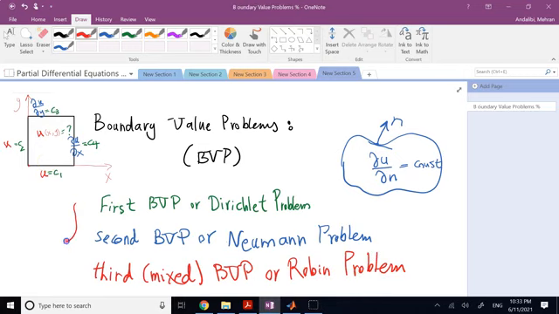So I just wanted to tell you some terminologies about boundary value problems, so you know something about it. But we'll discuss this more in our future problems, hopefully.